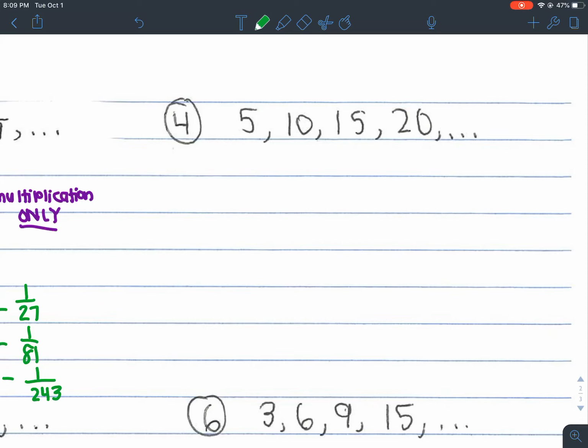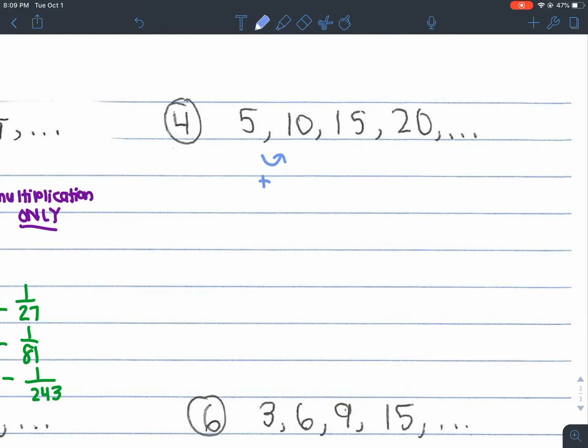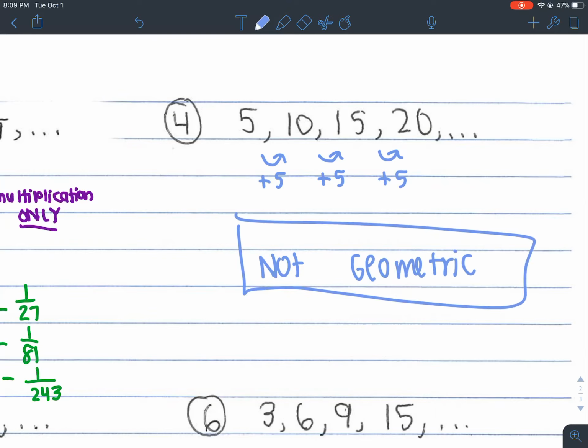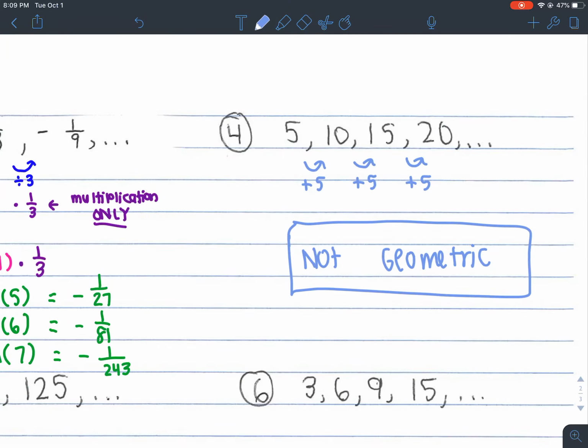You're adding 5 each time. If I'm adding 5 each time, this is technically arithmetic, right? I'm adding 5 over and over and over. Plus 5, plus 5, plus 5. So this is not geometric. It's actually arithmetic. Now if I was doing an assignment that said, determine if it's geometric or arithmetic, then you decide this is arithmetic, then you give me the formula, then you give me the next 3 terms.